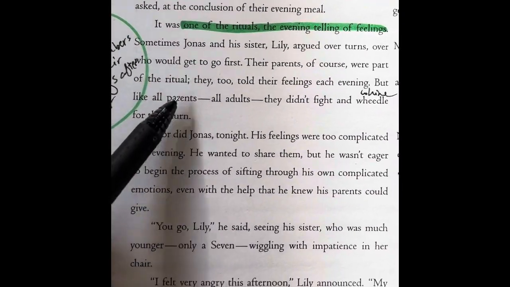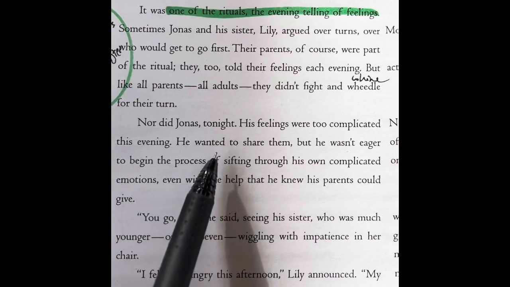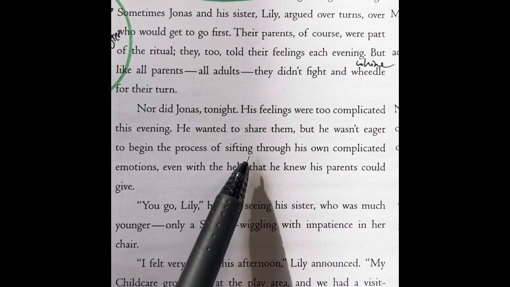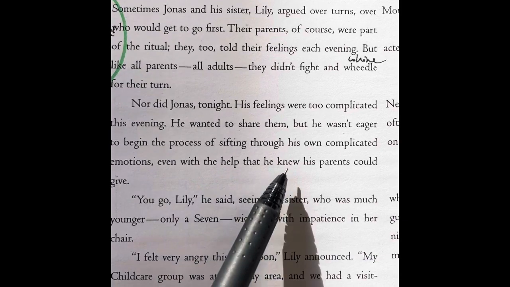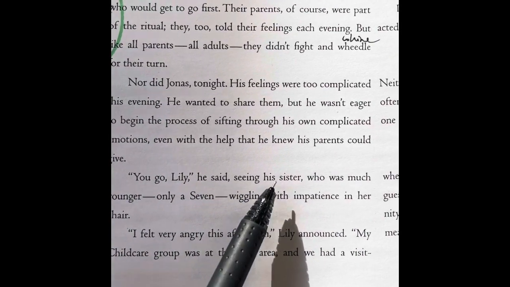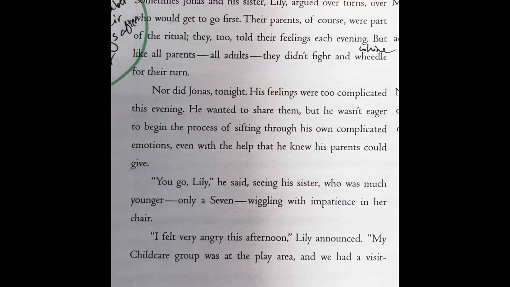All right, so parents don't fight about it, nor did Jonas tonight. His feelings were too complicated this evening. He wanted to share them, but he wasn't eager to begin the process of sifting through his own complicated emotions, even with the help that he knew his parents could give. You go, Lily, he said, seeing his sister, who was much younger, only a 7, wiggling with impatience in her chair.